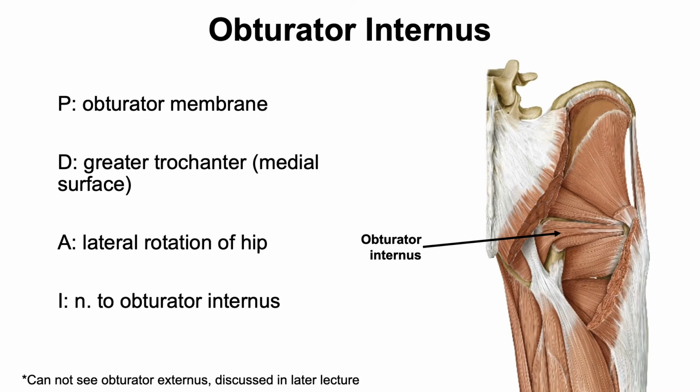The obturator internus is the next muscle inferior to that superior gemellus. This is going to go from the obturator membrane. Remember that we talked about it covering the obturator foramen, and then it goes laterally to its distal attachment on the greater trochanter. Again, lateral rotator of the hip. Innervation is nerve to the obturator internus. So both superior gemellus and obturator internus are innervated by nerve to obturator internus.